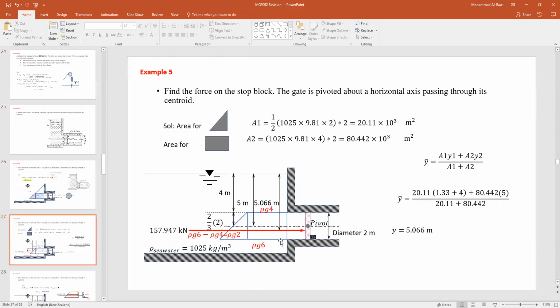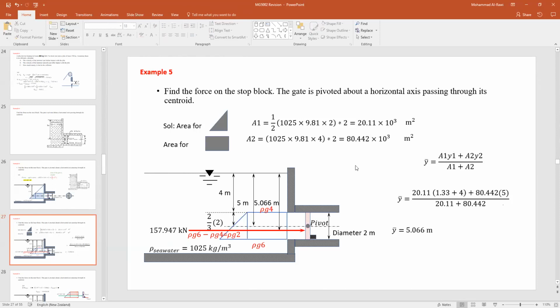All right, so let me go back again and try to get the answer for this one. 20.11 times, what do you have? 1.33 plus 4. Please, guys, check with me if I have missed something. 80 plus 0.442 times 5. All of that divided by the summation of 20.11 plus 80.442, and that will give us 5.06. So my answer was correct, but I made a mistake with my calculation. So the answer is 5.066.